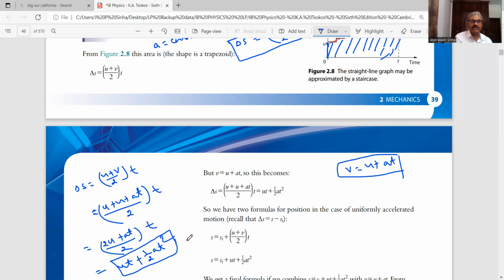So the earlier one was the first equation of motion. This is the second equation of motion: delta s is equal to ut plus half at square. But if there is some initial displacement, meaning the body does not start its journey from the origin, in that case delta s is equal to s minus si, where s is the final position and si is the initial position, is equal to ut plus half at square.